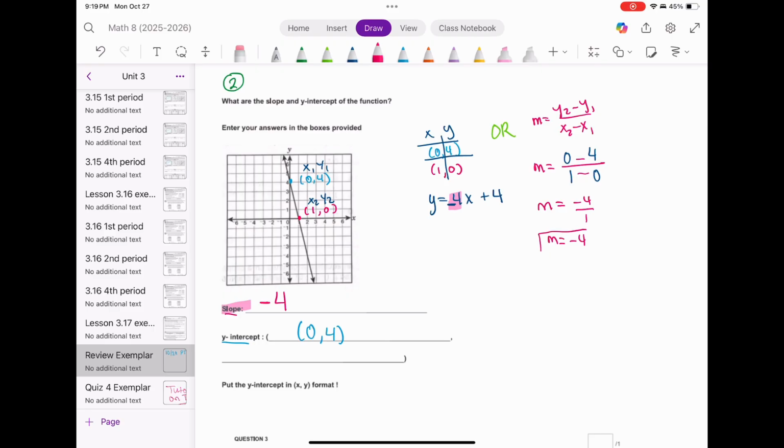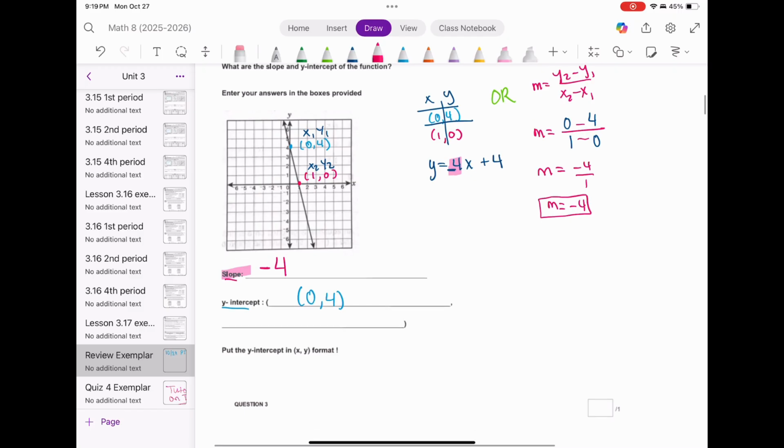So let's check again. Slope should be negative because remember, if we put a car on the top of the line, it's going to go down. So that means the slope is negative. And then the y-intercept is where the line crosses the y-axis, which is the vertical line, and it crosses at 4.